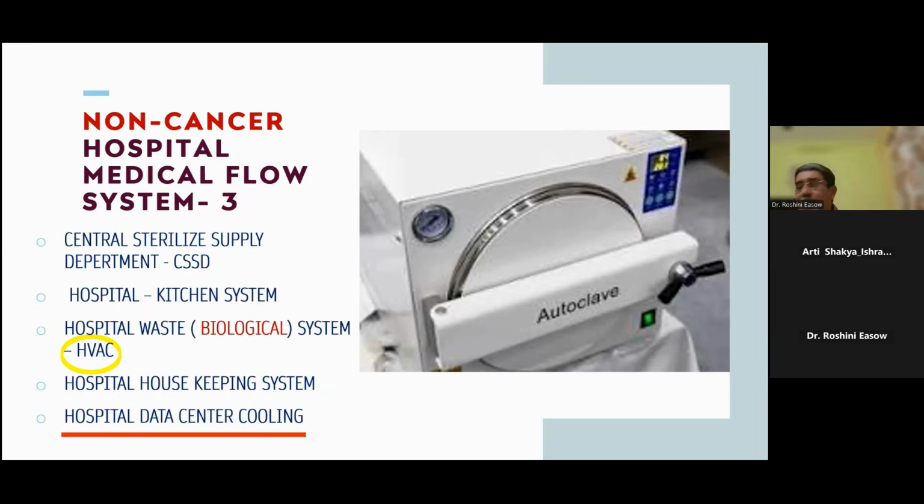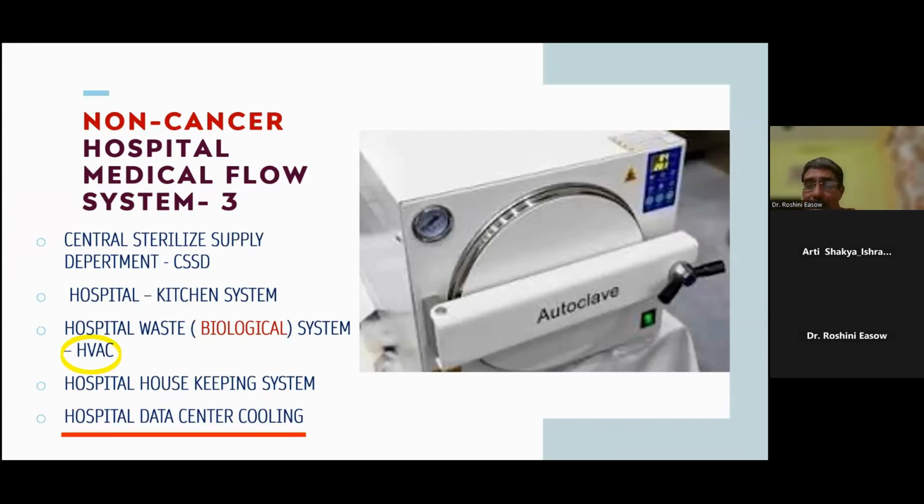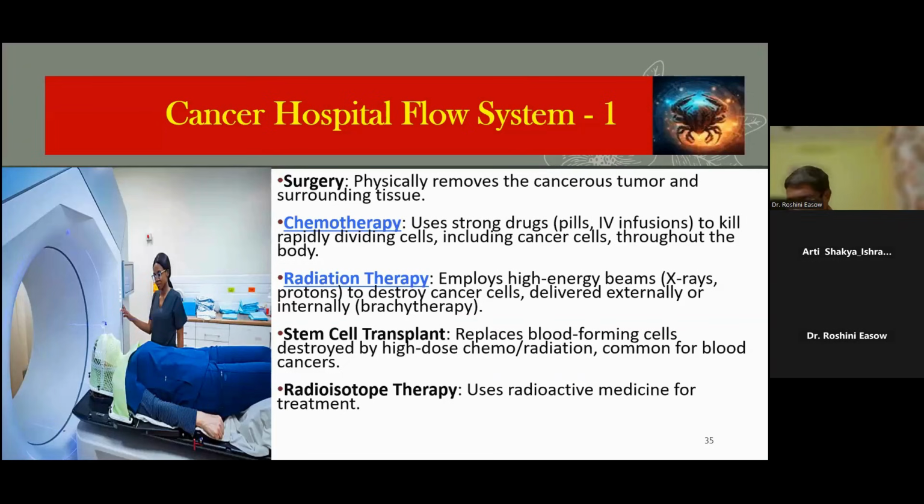So definitely there is a demand for hospital data center cooling, either liquid cooling or air cooling. But data center cooling is a big demand and a big challenge also coming in the hospital segment. Now, whatever I've shown you, these are all non-cancer hospitals. Now you go to cancer surgery, the cancer hospital.